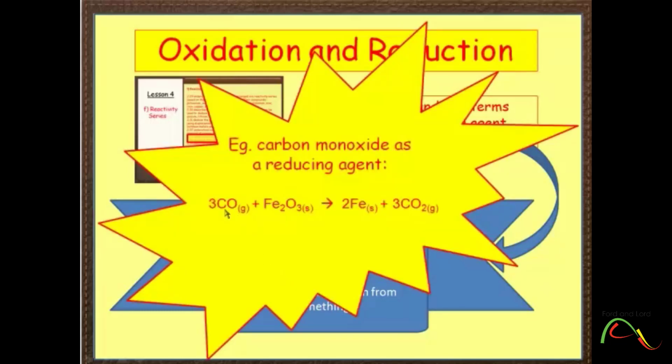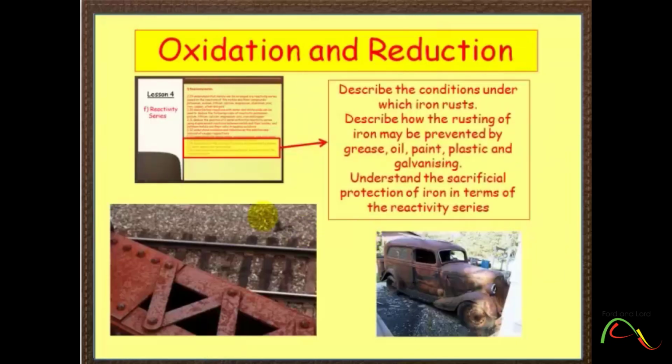Another example, we've got carbon monoxide here heated with iron oxide. Carbon monoxide will steal that oxygen. We're left with iron, so the iron has been reduced because it's lost oxygen. Carbon monoxide has been oxidized to carbon dioxide by gaining oxygen. Got it? I hope you have. If not, go back please and check it out.